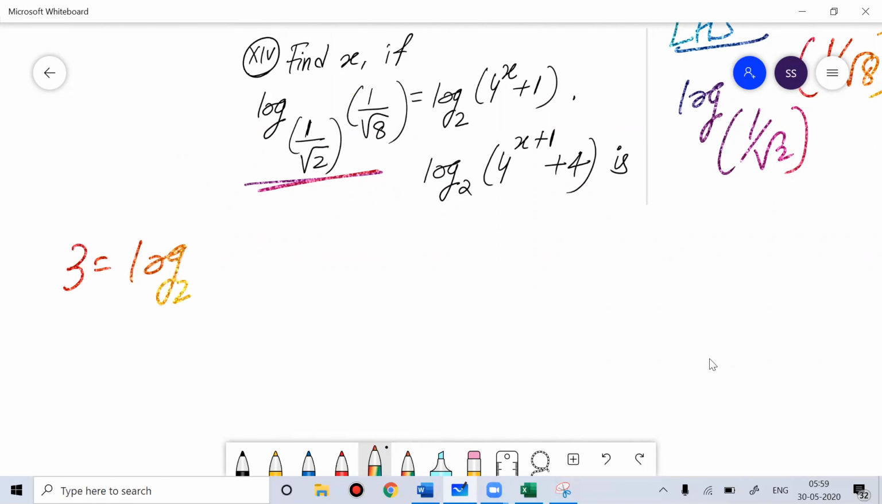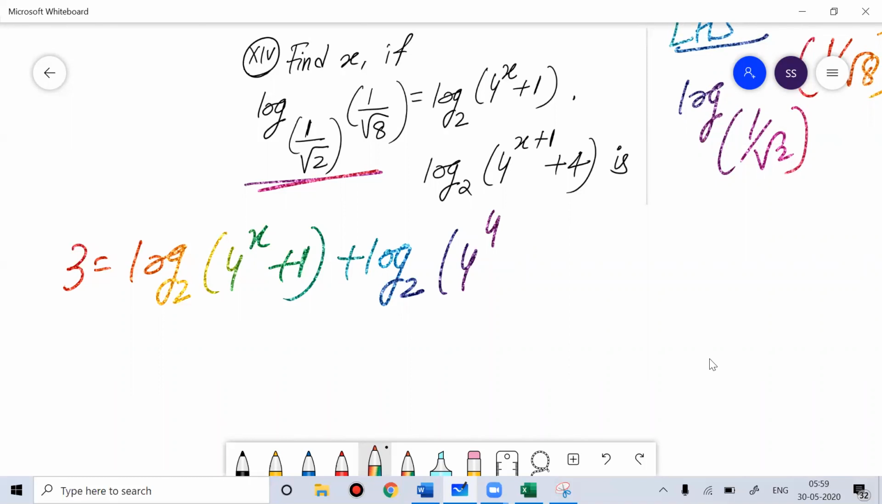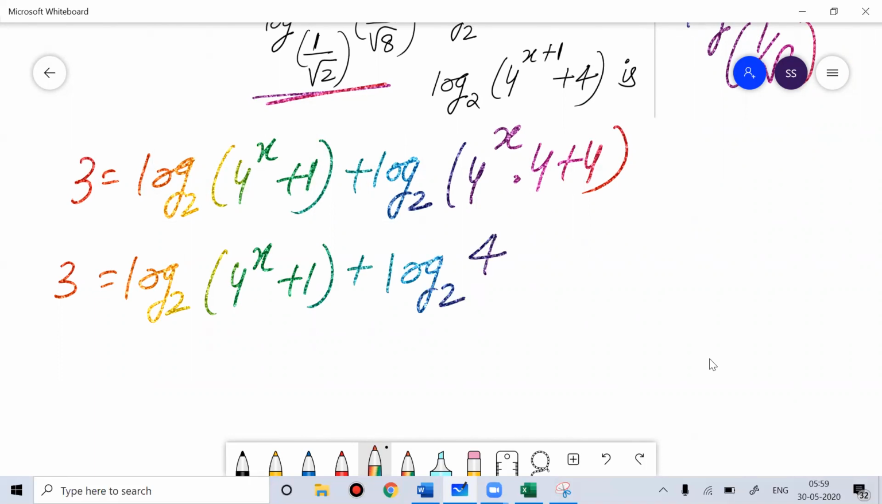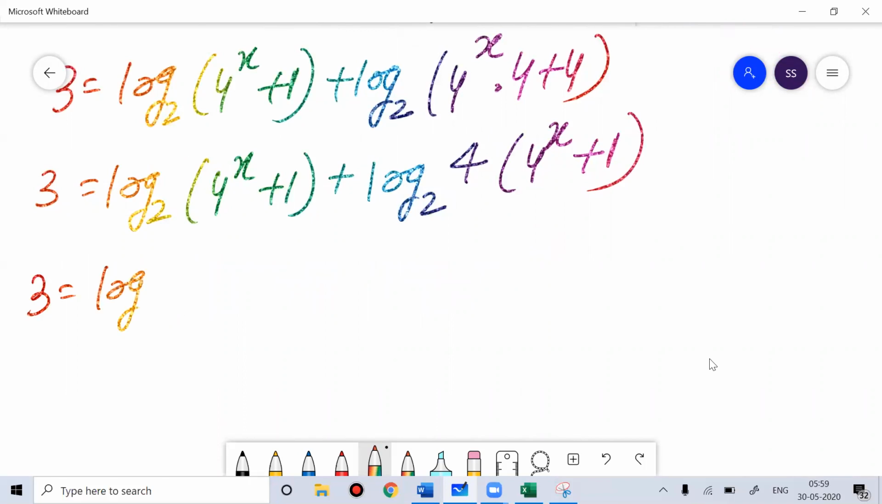Equal to log of base 2 to the power x plus 1 plus log of base 2 to the power 4 to the power x. So 4 to the power x plus 1, I can write as 4 to the power x into 4, plus 4. So this will be 3 equal to log of base 2, 4 to the power x plus 1 plus, if I take 4 common, 4 outside, 4 to the power x plus 1. So 3 is equal to log of base 2.